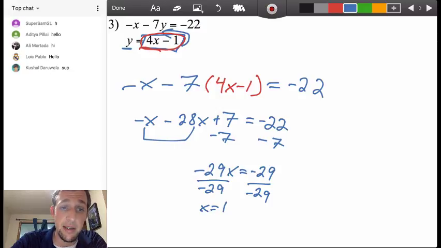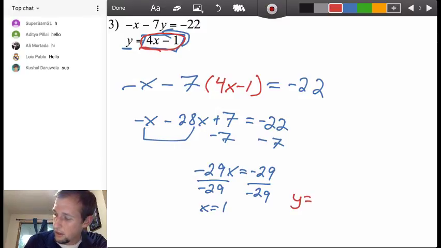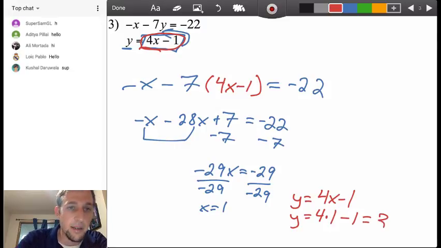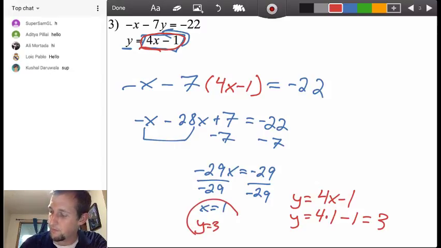So once I find x, I can plug it literally in for any of those x's in my original problem, okay? I'm going to use the y equals 4x minus 1 equation, okay? So I'm using y equals 4x minus 1, but I'm substituting x in there, and I get y equals 3. So I get x equals 1 and y equals 3. Okay?